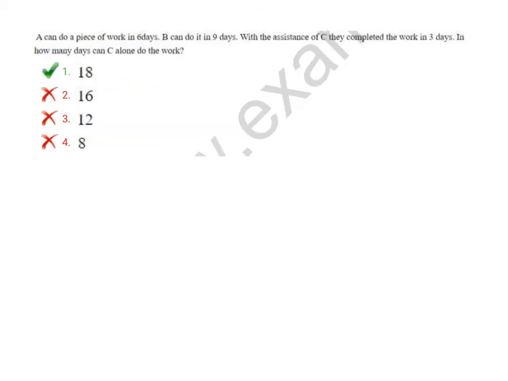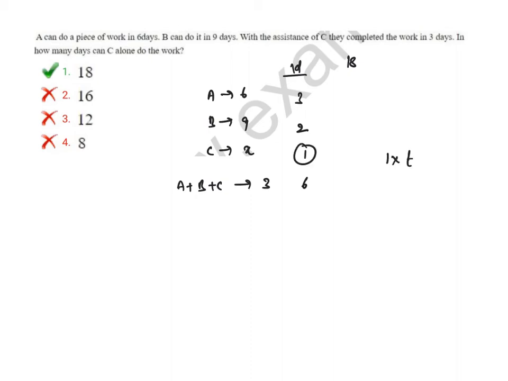A can do a piece of work in 6 days, B can do it in 9 days. With the assistance of C, we don't know in how many days C can do it, but with the assistance of C they are able to do it in 3 days. Take the LCM, that is 18. So 1 day work, 3 units, 2 units, this is 6 units. Therefore 1 unit of work is what C can do. How many days does it take to do 18 units of work? Therefore C can do it in 18 days. That's a very simple one.